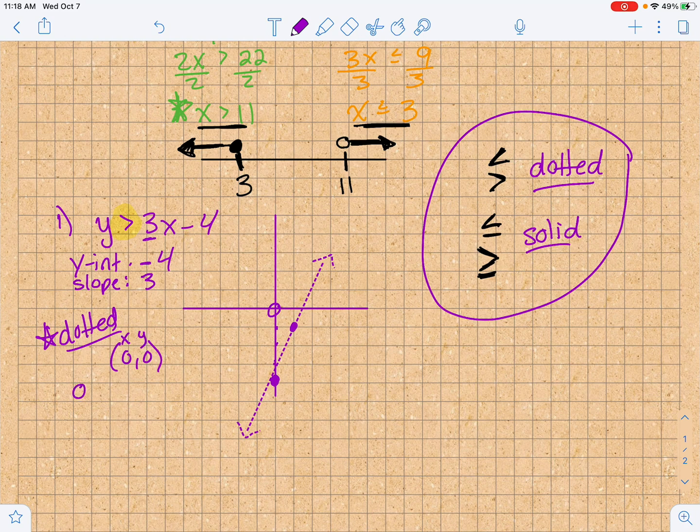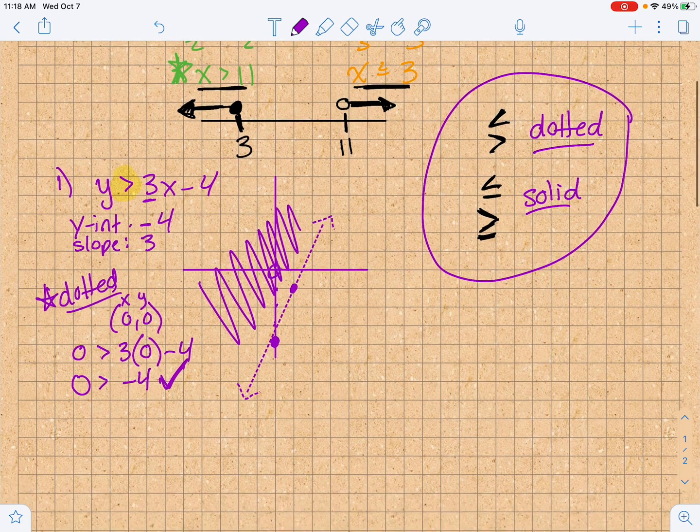So I put 0 in for y, and then 3 times x is 0, and then a minus 4, and I'm going to simplify that. 3 times 0 is 0, 0 minus 4 would be negative 4. Okay, is this statement true or false? Is 0 bigger than negative 4? Yes. Since it's true, I shade over that point that I chose. If it had been false, I would shade the opposite side of our line.